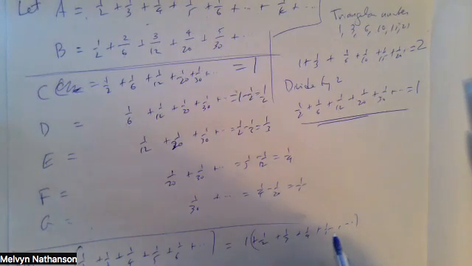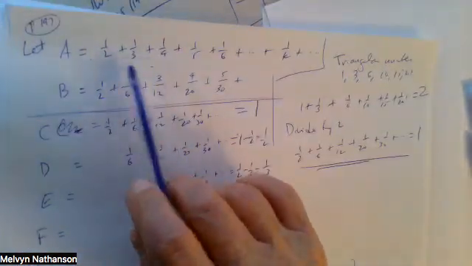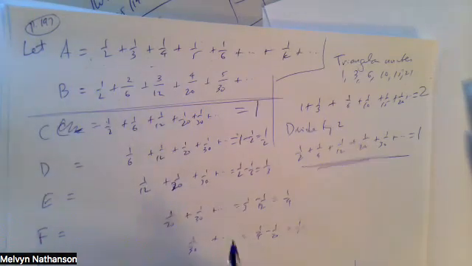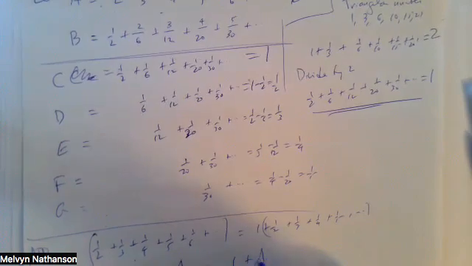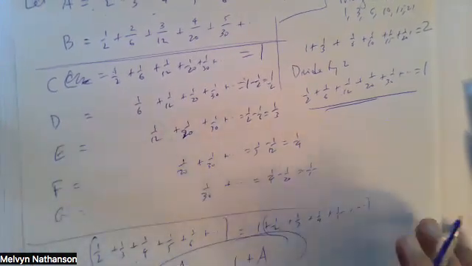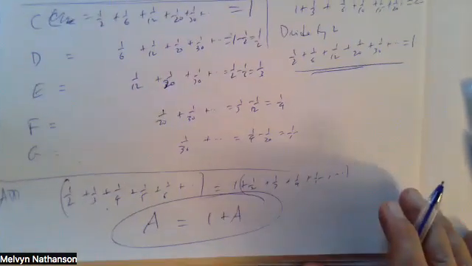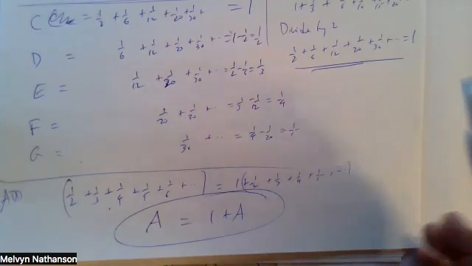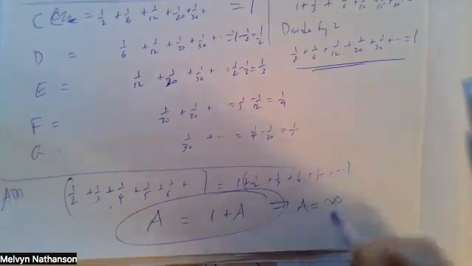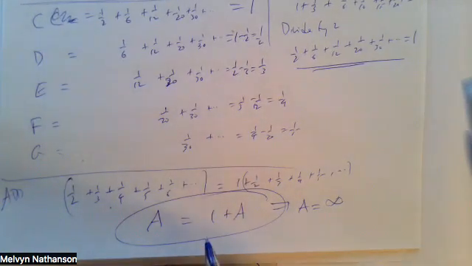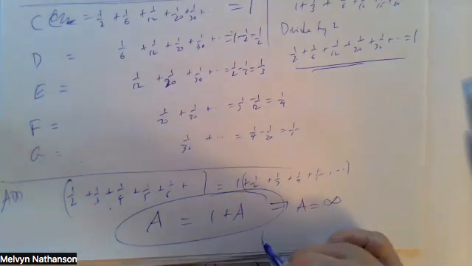So if A, what was A? A is the harmonic series without the 1. This is A. So this says that A is equal to 1 plus A. Right? Well, no number is equal to 1 plus itself, except maybe infinity. So A is infinite, and the harmonic series diverges.